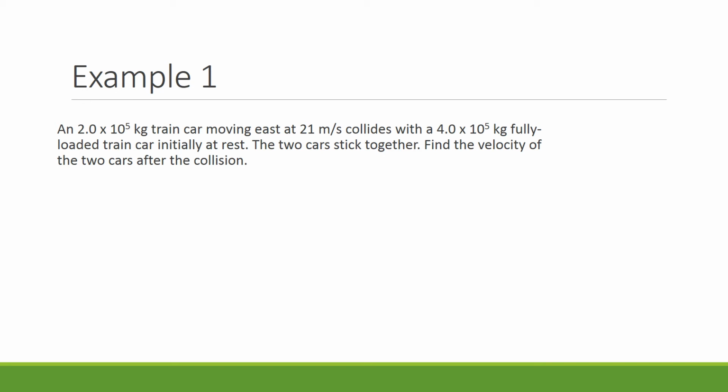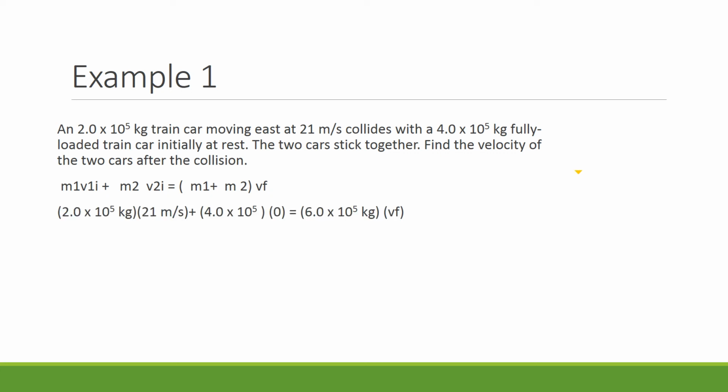Then we have to decide which equation we need to use to find the final velocity. Because they said the two cars stick together, we need to use the perfectly inelastic collision equation, which states that m1 v1 initial plus m2 v2 initial equals m1 plus m2 times v final. By substituting with the given, we will get this, and we have to solve it for v final, which gives us the final answer to be 7 meters per second to the east. Don't forget that the velocity has direction because it's a vector quantity.